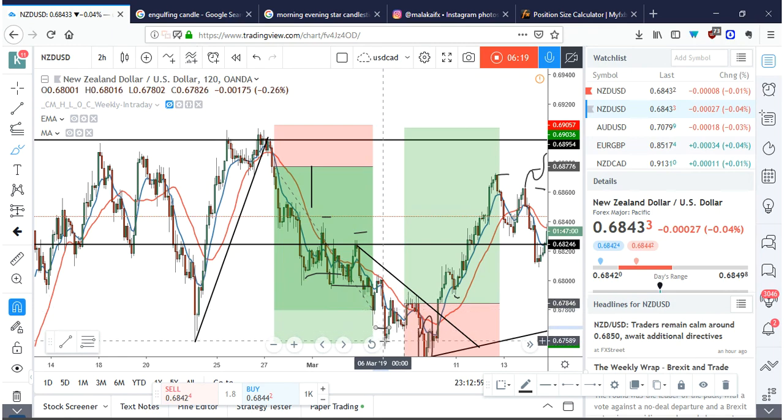Price broke here, hit your take profit. It doesn't matter if you moved it underneath, but you would have been covered. So that's exactly it. And then we're going to look at the risk calculator.